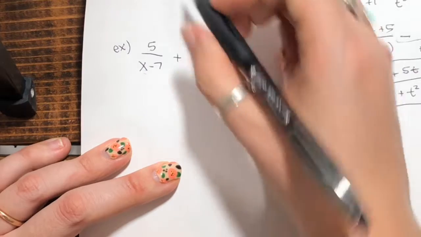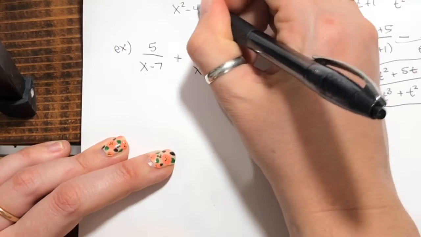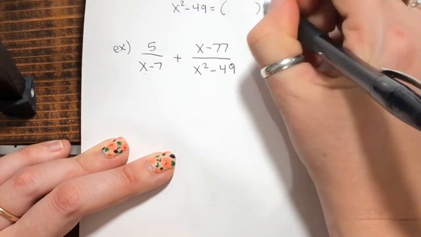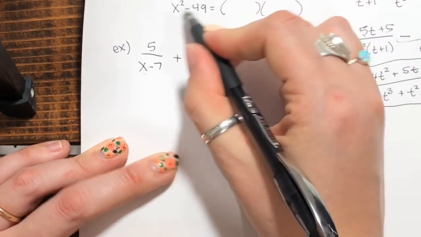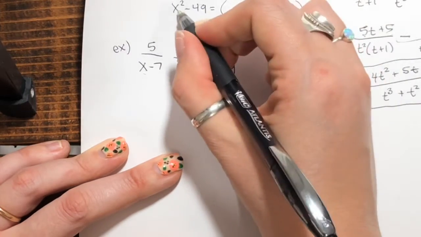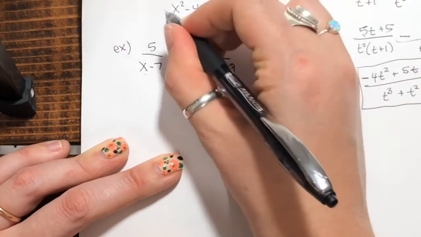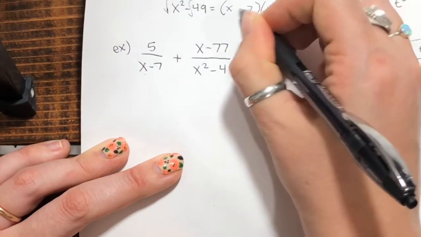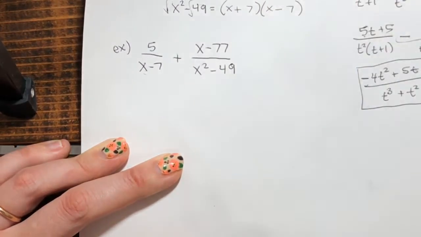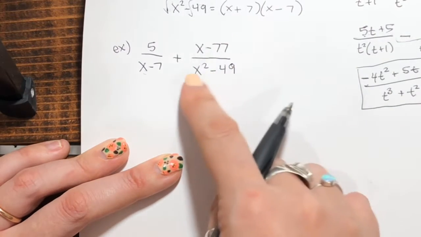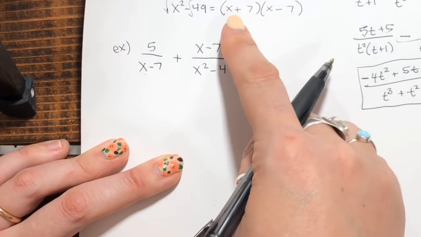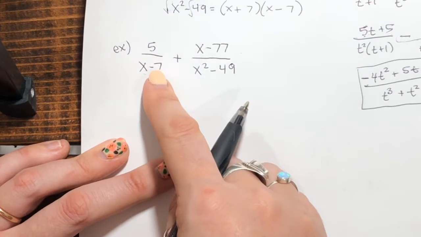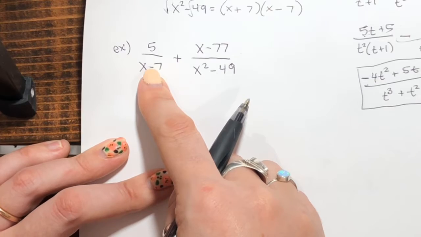So if we look at x squared minus 49, remember, a difference of squares will factor to be the square root of each of the squares. So the square root of x squared is x, and the square root of 49 is 7. But one is a plus and one is a minus. So I can write x squared minus 49 as x plus 7 and x minus 7, well, my other denominator already is an x minus 7.